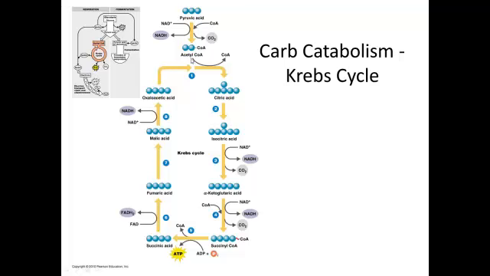And we also add in acetyl-CoA. So now remember, we get 2 acetyl-CoAs per glucose. So we get 1, 2, 3 times 2, so 6 NADHs, 2 ATPs, and 2 FADH2s per glucose for the Krebs cycle.